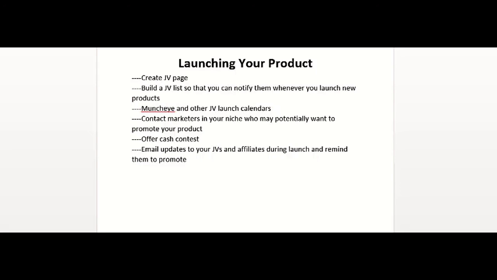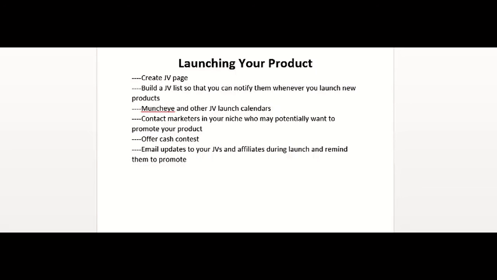When you have a product launch coming, list your product on one of these many JV launch calendars, such as Muncheye. I just use Muncheye, but if you want, you could use other JV launch calendars. What I'm talking about is websites where they list upcoming product launches, because you want to get exposure and you want affiliates to take notice of your upcoming product launch.